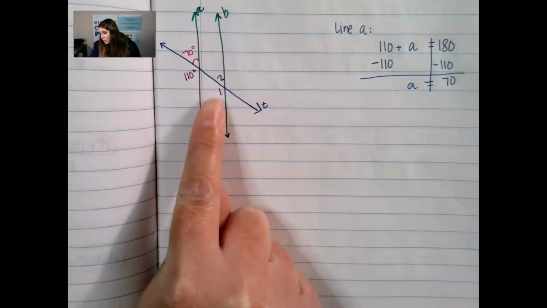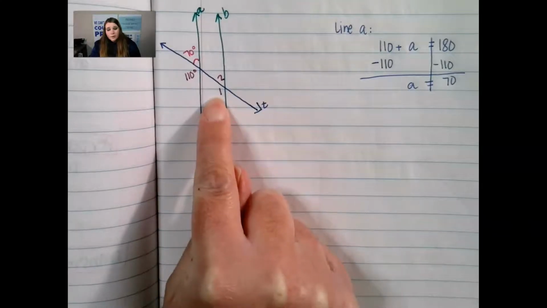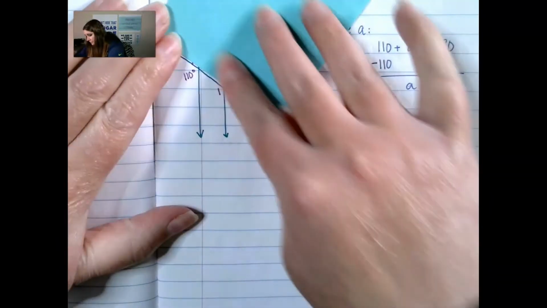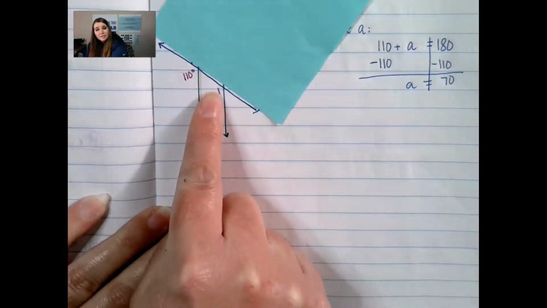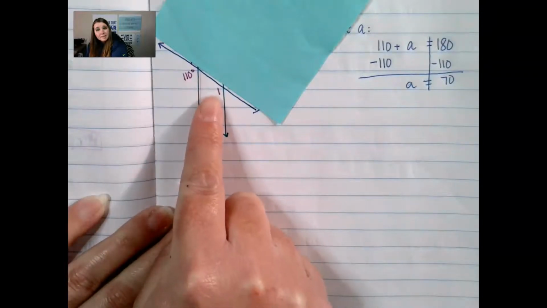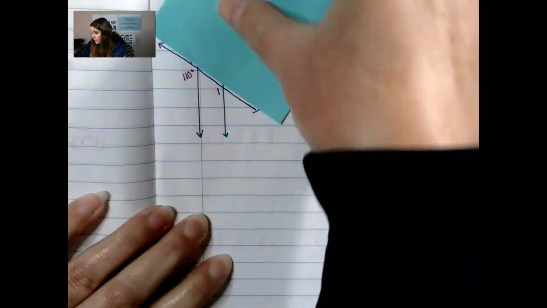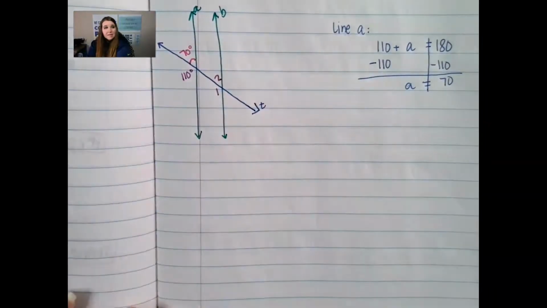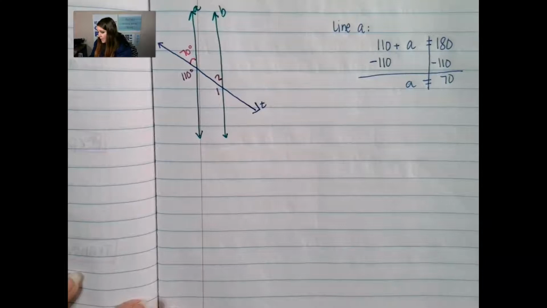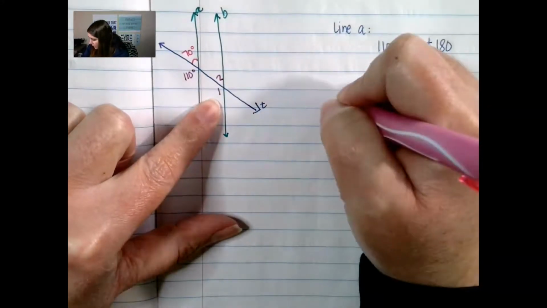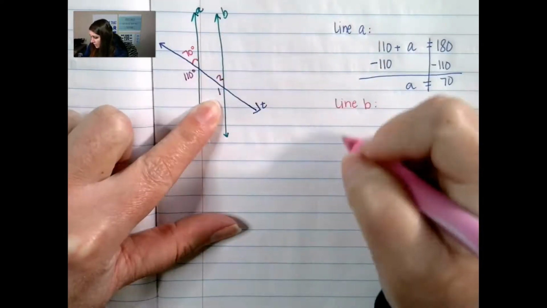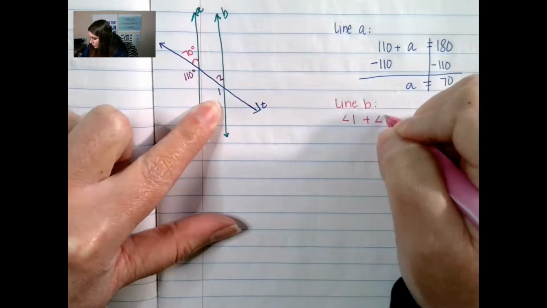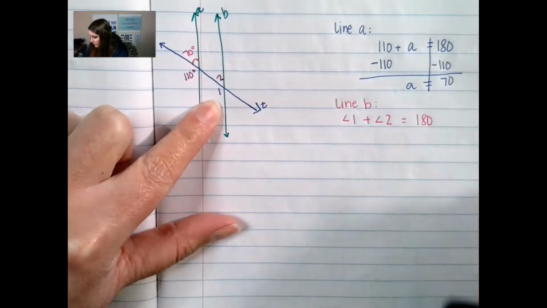If you look, here is 110. This angle here corresponds to, or is equal to, this angle here, angle 1. So if I cover this up this direction, these angles are the same. Their angles are the same because of the way that the line was drawn. So angle 1 is going to be the same as that corresponding angle. So when I look at line B, angle 1 plus angle 2 has to also equal 180 degrees.